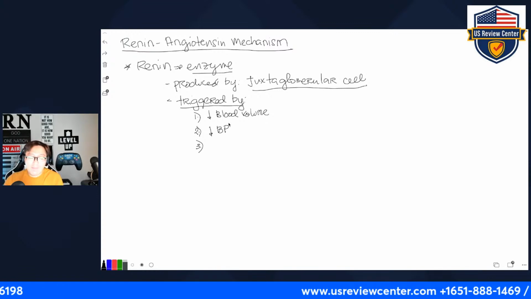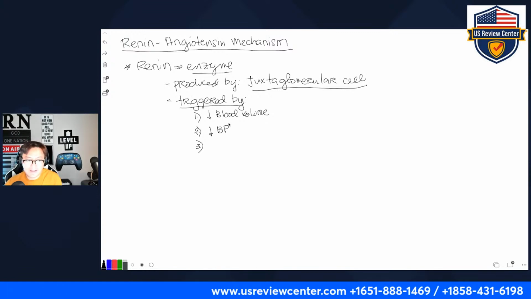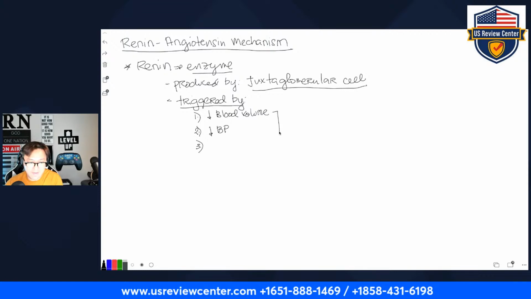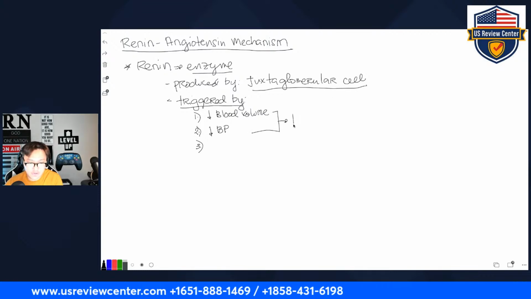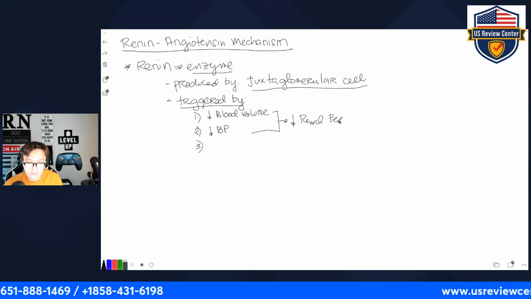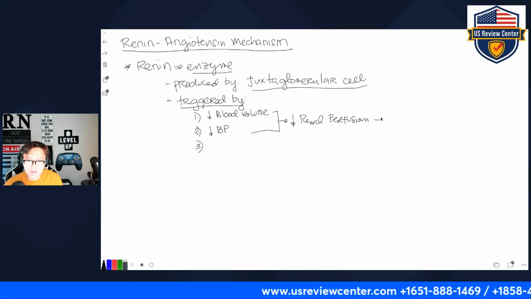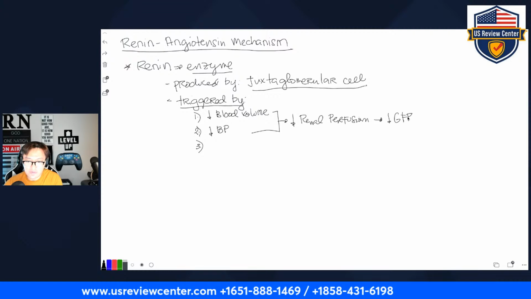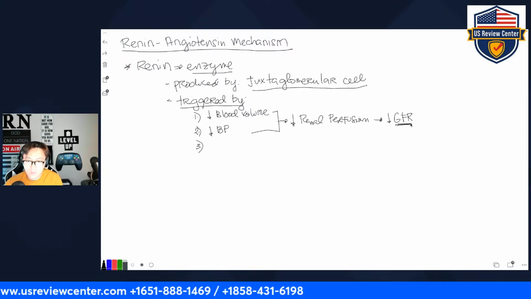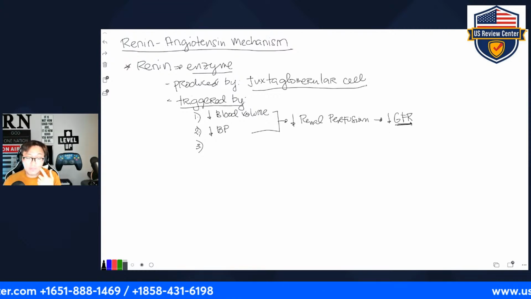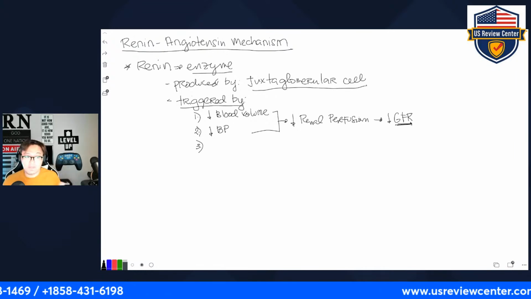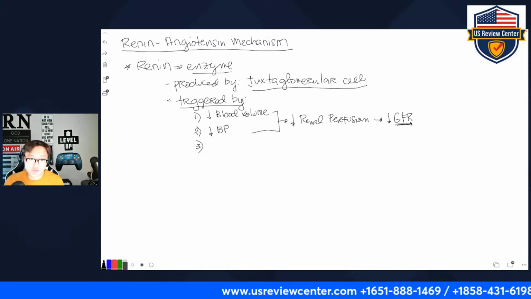Now, a patient with decreased blood volume, a patient with decreased blood pressure, these two will lead to a decrease in your renal perfusion. And guess what? A decrease in the renal perfusion will lead to a decrease in your glomerular filtration rate, your GFR. Why? Because of a decrease in your renal perfusion. A decrease in the perfusion may be related to a volume problem or pressure problem.